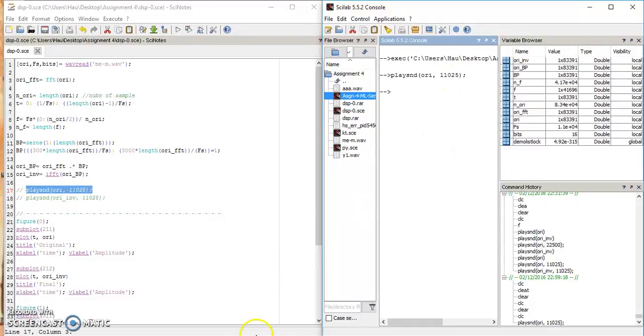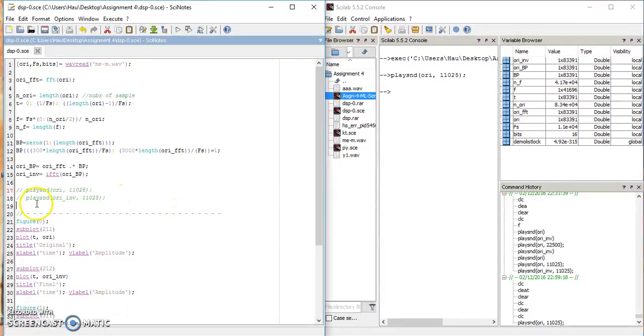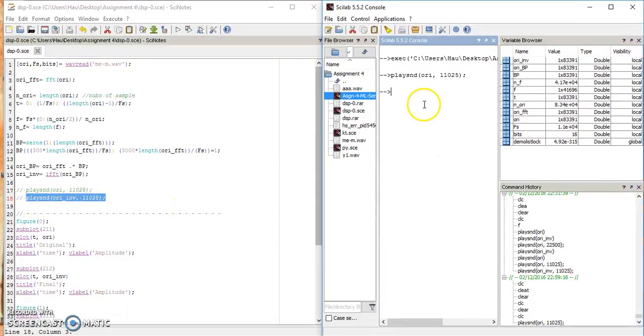Okay, so this is the original one, and this is the final one that undergoes inverse FFT.